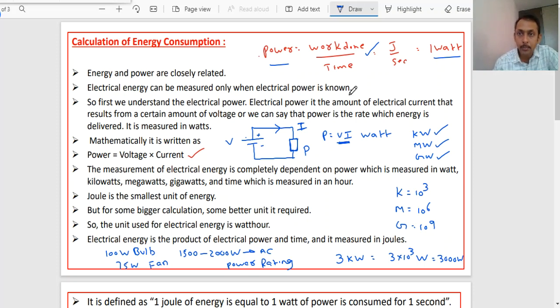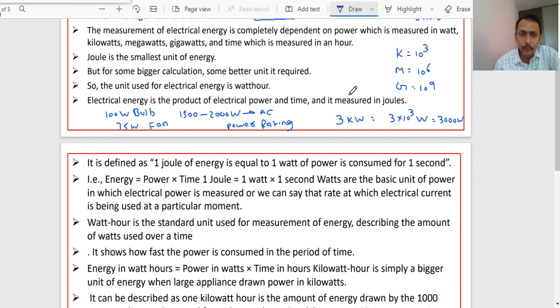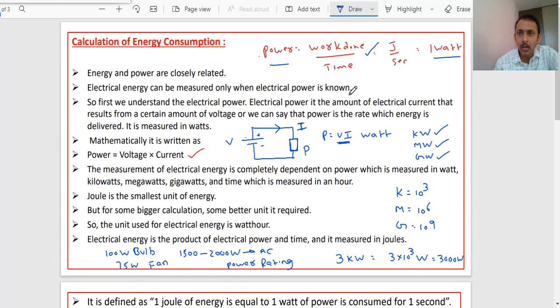Now if you want to express the energy, how can we write it? Our primary focus is on energy.